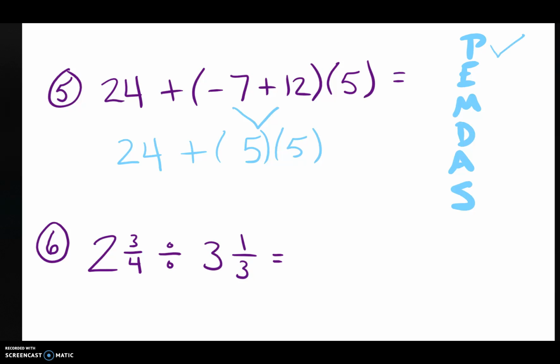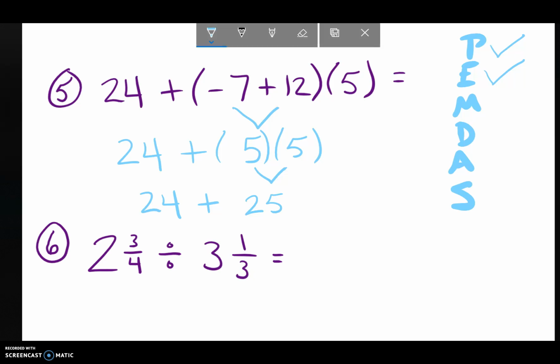We have no more parentheses work. We have no exponents. We do have some multiplication. 5 times 5 is 25. No more multiplication, no division. Now we just have addition. 24 plus 25 is 49.